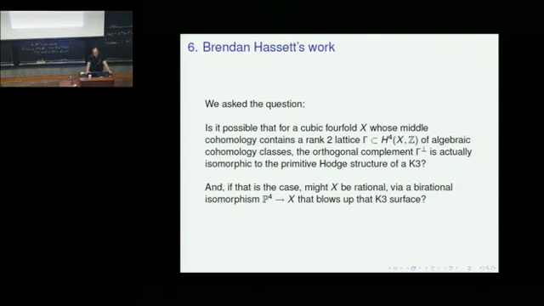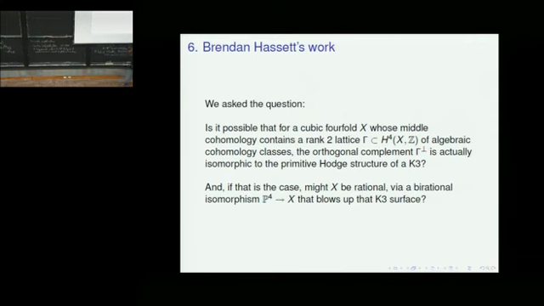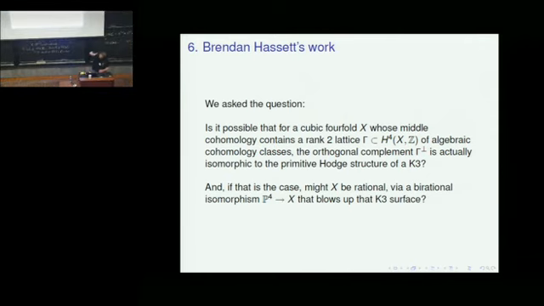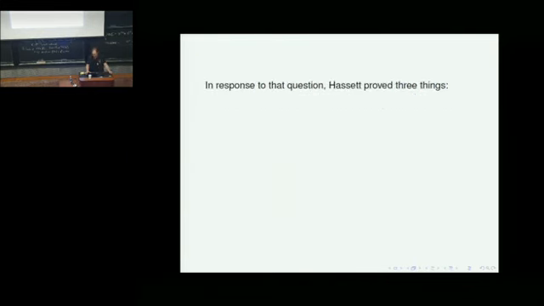But more generally, when does it happen that you have a cubic fourfold with an extra algebraic cohomology class, a rank 2 lattice of algebraic cohomology classes, such that the orthogonal complement is the primitive Hodge structure of a K3? In that case, is the cubic fourfold rational, and is it presumably rational via a birational isomorphism that blows up exactly that K3 surface? So to what extent does this pattern that we've seen in the examples hold?